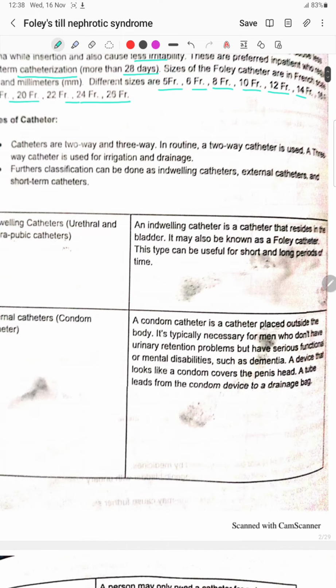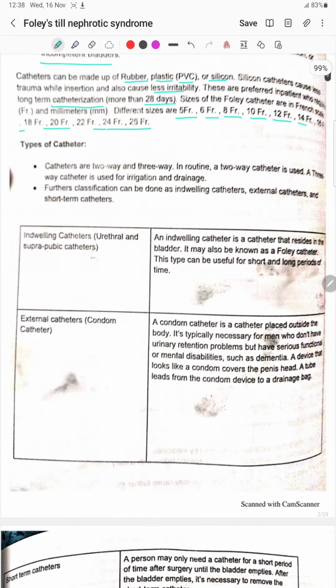The types of catheters. The catheters are two-way and three-way. In routine, the two-way catheter is used. A three-way catheter is used for irrigation and drainage. Further classification can be done as the indwelling catheter, the external catheter and the short-term catheter. Indwelling catheters are the urethral and the suprapubic catheter.